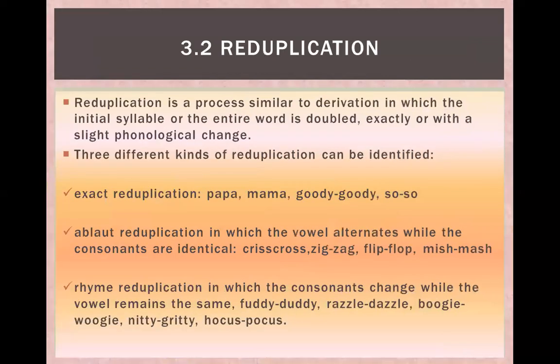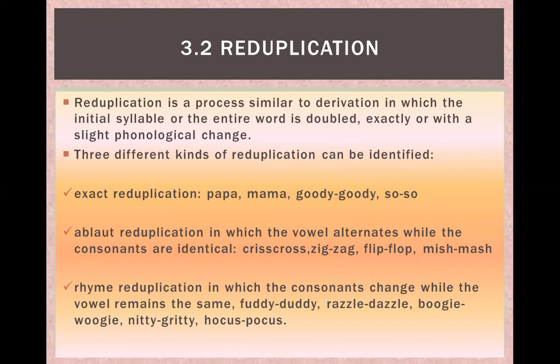Reduplication is a process similar to derivation in which the initial syllable or the entire word is doubled, sometimes with a slight phonological change. Three different kinds of reduplication can be identified. The first is exact reduplication, such as papa, mama, goody-goody, so-so. These are all exact reduplication.